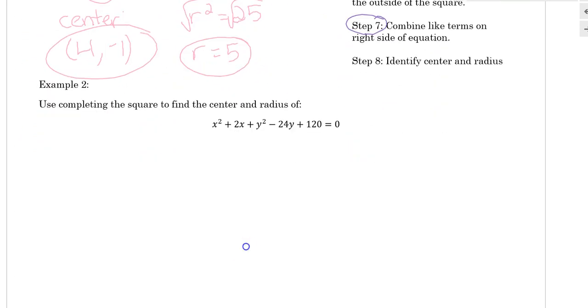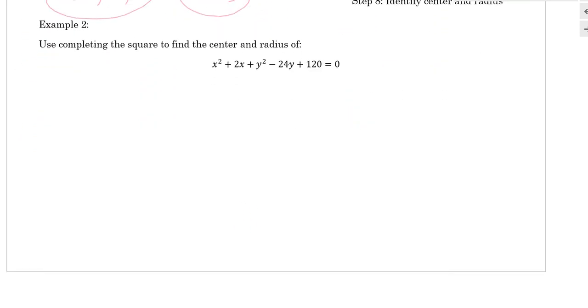All right, let's look at example 2. Again, we're going to start the same way, by moving our constant. So I'm going to subtract 120 from both sides. I'll try and write it over here so I have room for things. X squared plus 2x plus y squared minus 24y equals negative 120.